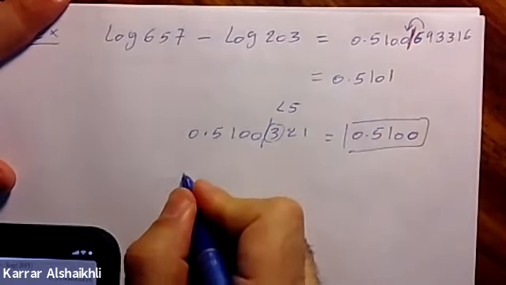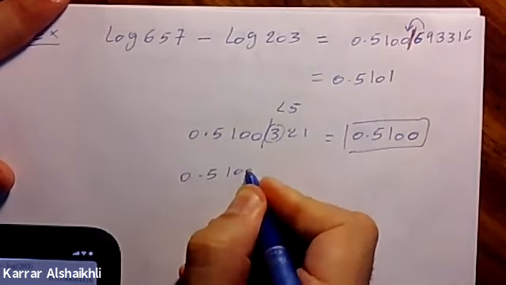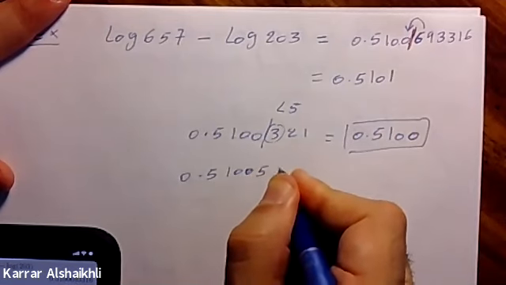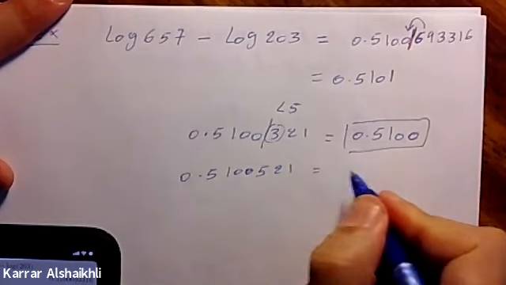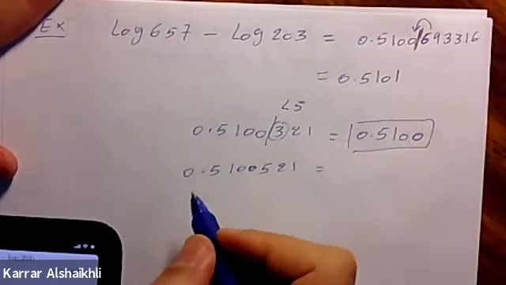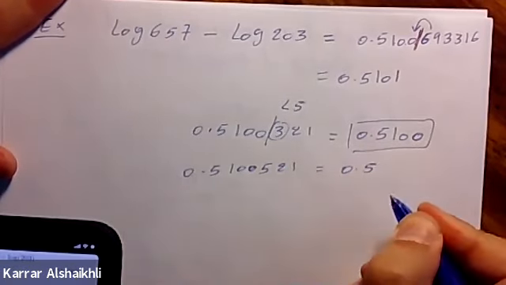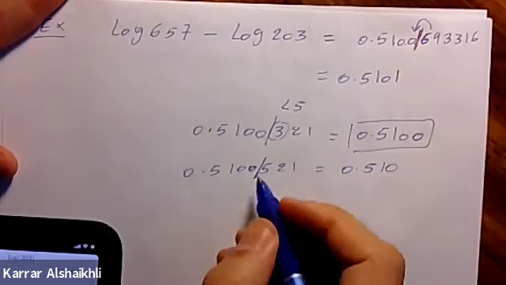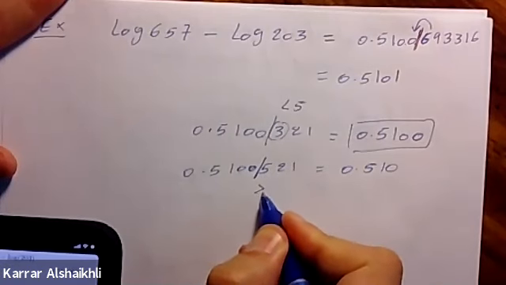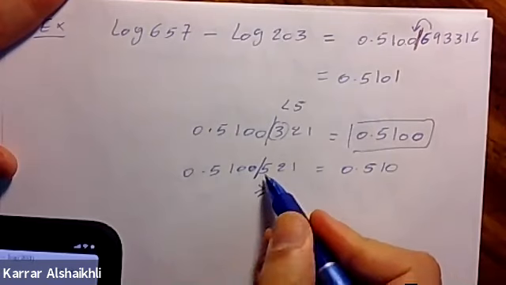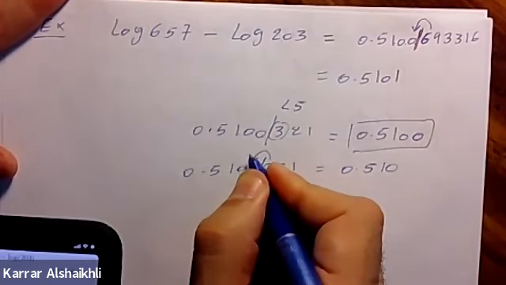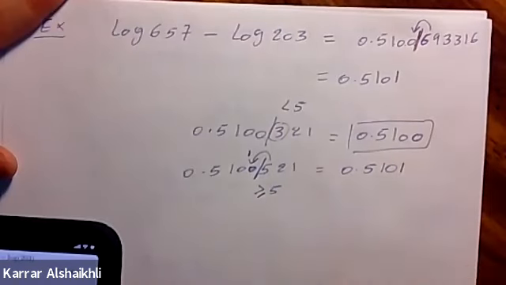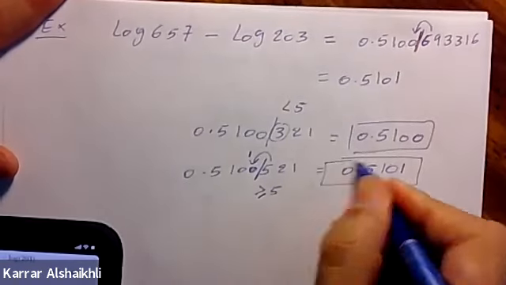The same number, if you have 0.510521, and they ask you to round to 4 decimal places. So it's going to be 0.510, because I'm going to cut the number here. This number is greater than or equal to 5. If it's greater than or equal to 5, you're going to add 1 here. So 1 plus 0 is going to be 1. So the result is going to be this one.